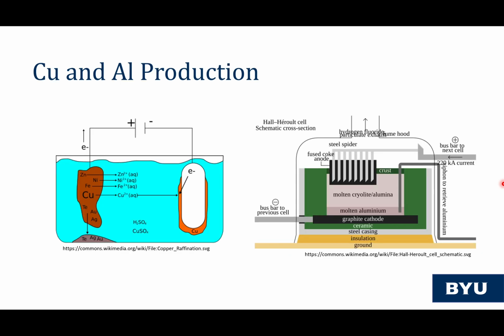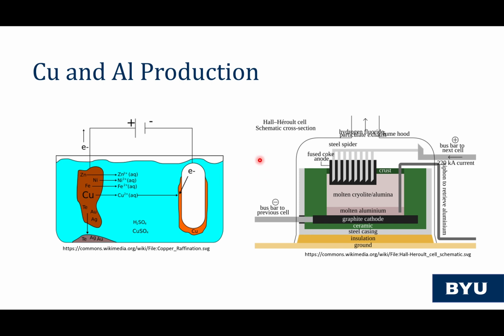So a little bit more about the copper and aluminum production. Here with how we purify copper, we start off with an impure copper anode that has a bunch of different metals inside of it. And you oxidize off these active metals until they become ions that are dissolved into your aqueous solution. And then at the cathode, you selectively deposit the copper away.